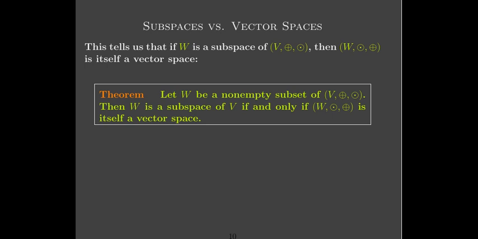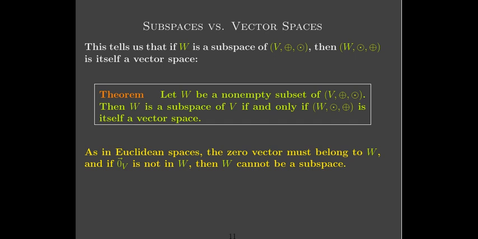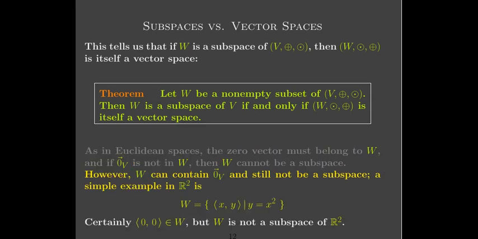So what does this say? It says that W is a subspace of V if and only if itself is a vector space, if it satisfies all 10 of those axioms. Just like in Euclidean spaces, the appropriate zero vector, whatever the zero vector means, has to belong to the subspace W. And if it's not in there, then it can't be a subspace.